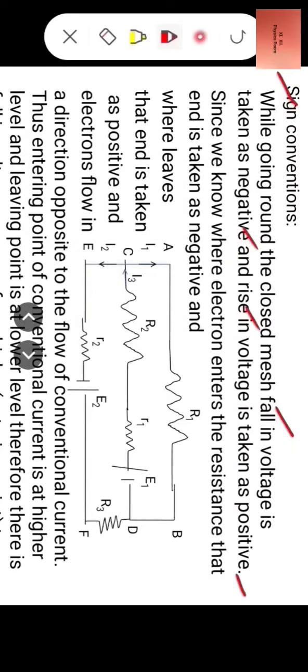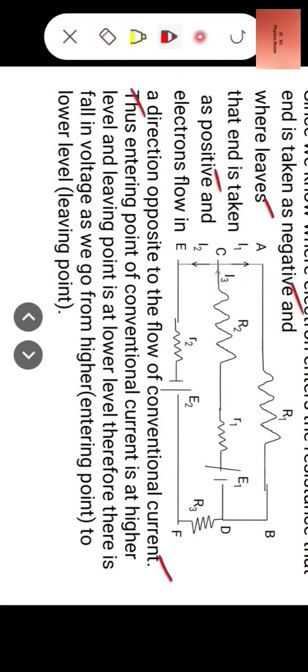Now how do we find out the fall in voltage or rise in voltage? Let us see. Since we know where the electron enters the resistance, that end is taken as negative, and where it leaves, that end is taken as positive. And electrons flow in a direction opposite to the flow of conventional current. Thus, the entering point of conventional current is at a higher level and the leaving point is at a lower level. Therefore, there is a fall in voltage as we go from the higher level, that is the entering point, to the lower level, that is the leaving point of conventional current.